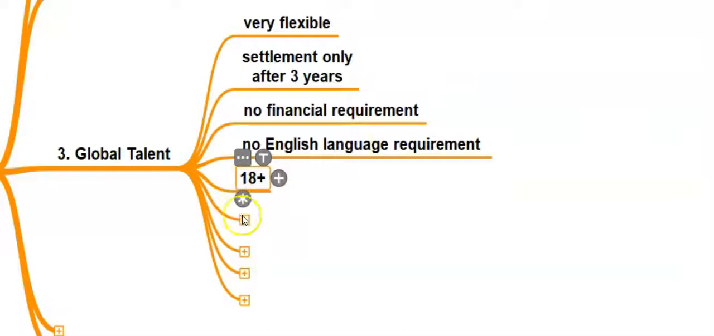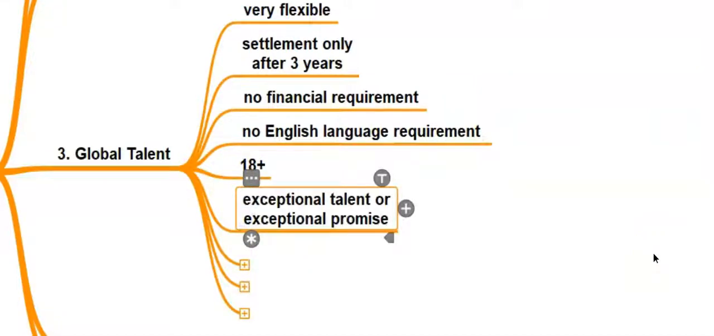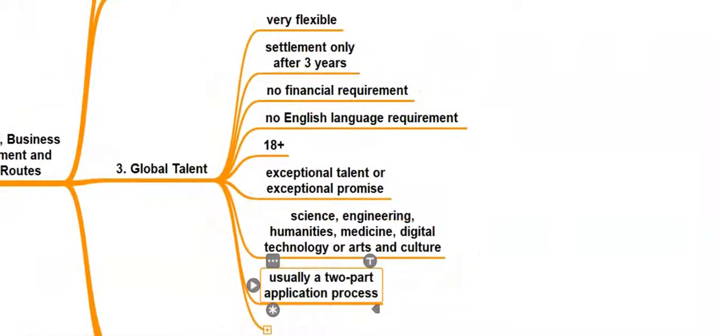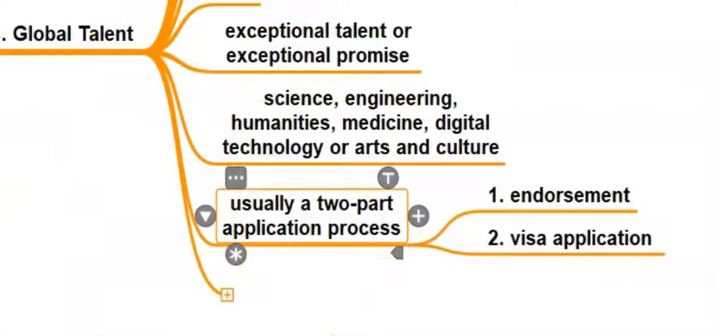This visa is for those who are over the age of 18, and to qualify, you need to show that you have either exceptional talent or exceptional promise in the fields of science, engineering, humanities, medicine, digital technology, or arts and culture. And for the majority of applicants, it's going to be a two-part application process. So the first part is an application for endorsement. So you do not apply to the Home Office, you actually apply to the endorsing body to get the endorsement and to get a letter from them which recognizes that you have an exceptional talent or you have an exceptional promise. And the second part is the visa application.